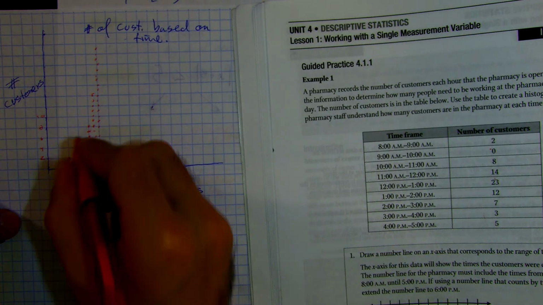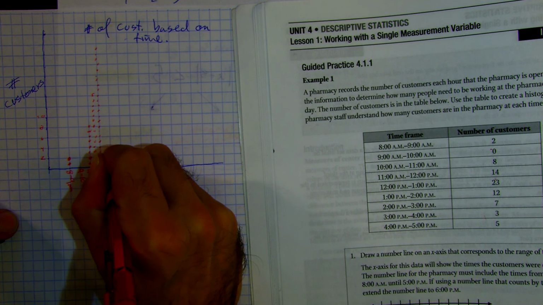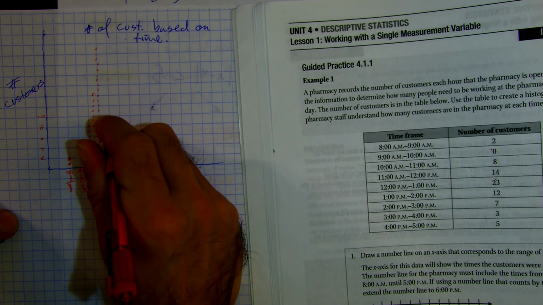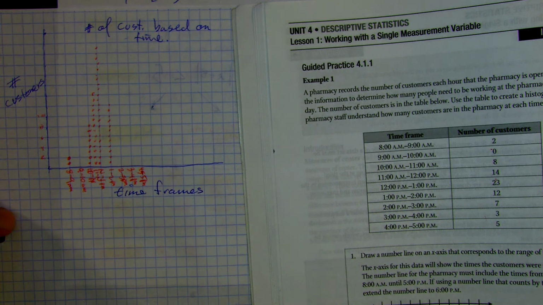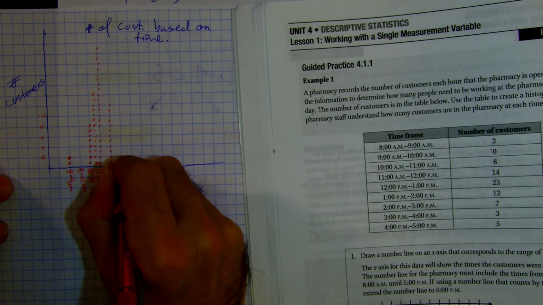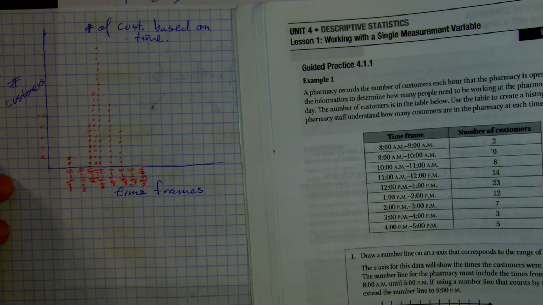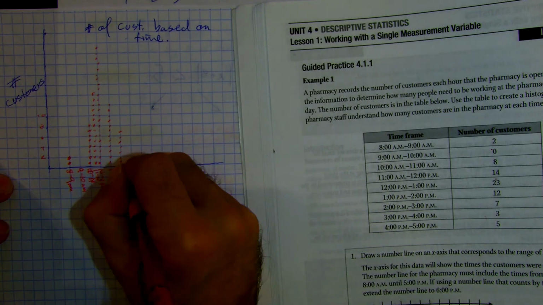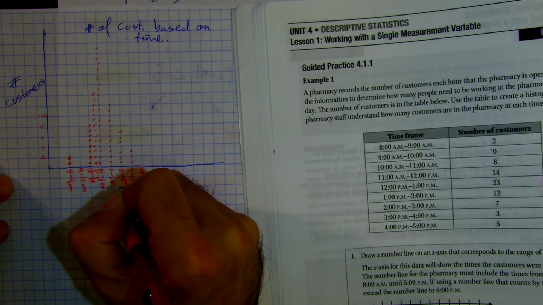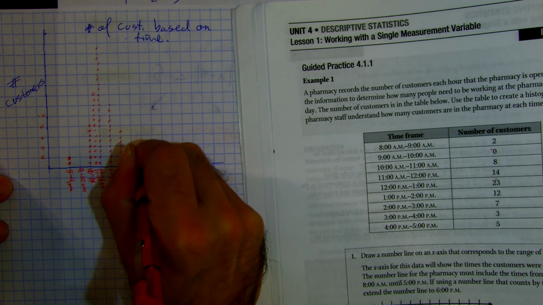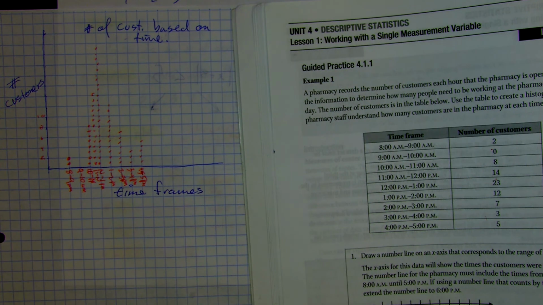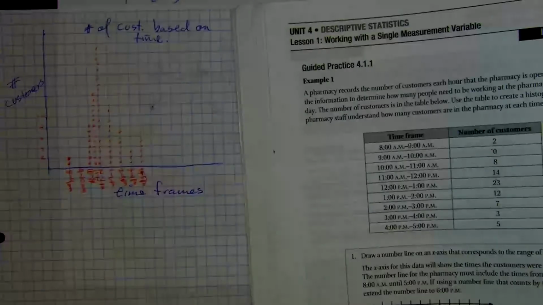And then from 1 to 2, we have 12. Let's put that in there. 1, 2, 3, 4, 5, 6, 7, 8, 9, 10, 11, 12. So hopefully your dot plot is starting to look like this. And then from 2 to 3, we have 7. 1, 2, 3, 4, 5, 6, 7. And then from 3 to 4, we have 3. 1, 2, 3. And then 4 to 5, we have 5. 1, 2, 3, 4, 5. All right. So that is basically how we're going to create a dot plot.